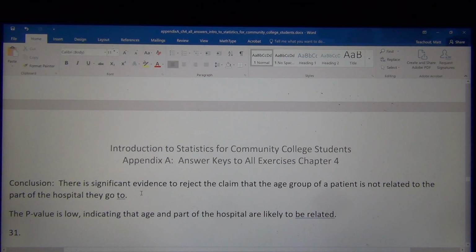So we're disagreeing with that claim that the part of the hospital is independent of the age. It seems like they are related. Again, a low p-value in a relationship study usually indicates some kind of relationship.